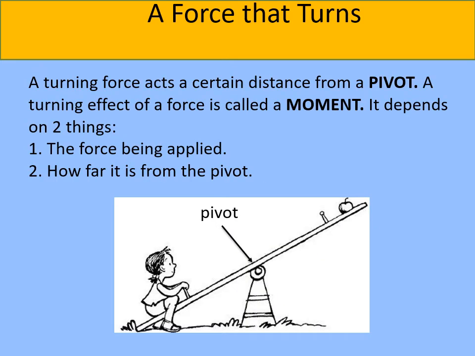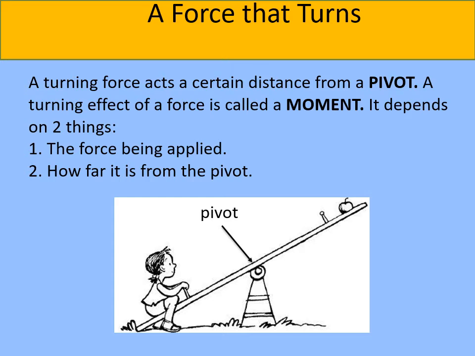So here we have a seesaw that turns about something called a pivot, and I've marked that pivot on the diagram. There's an apple on one end of the seesaw and a girl on the other. So the girl creates what we call a turning force, which is a certain distance away from the pivot. And this turning effect of her force is what we call a moment.